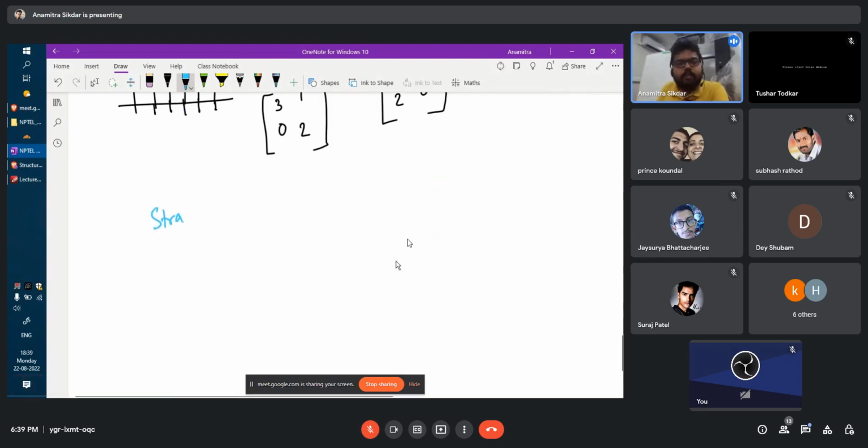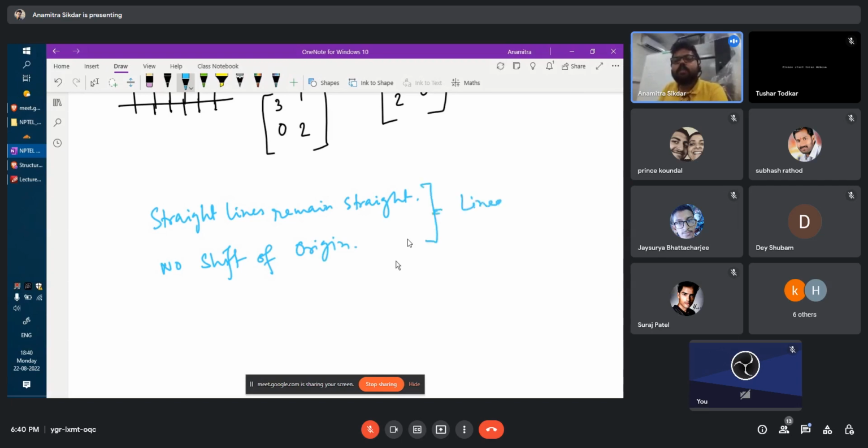Straight lines remain straight. There is no shift of origin. So these are the two rules of linear transformation. All right.